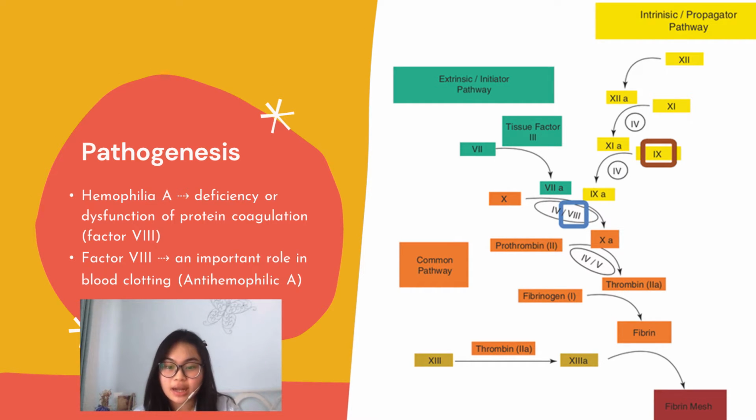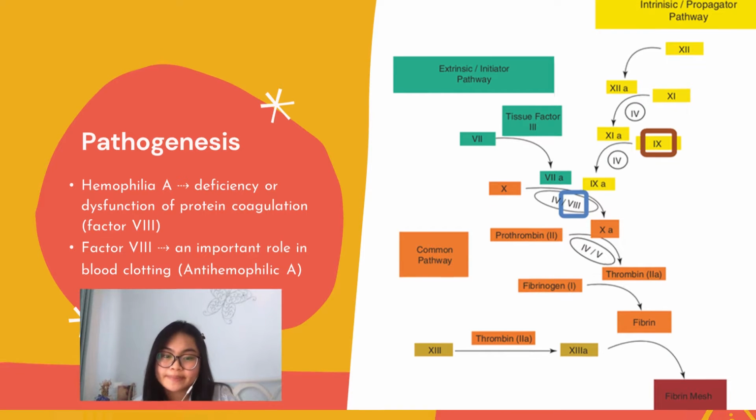Activated factor 8 and 9 together with calcium form a tenase complex, which activates factor 10, amplifies thrombin production, converting fibrinogen to fibrin, which leads to fibrin clot formation.